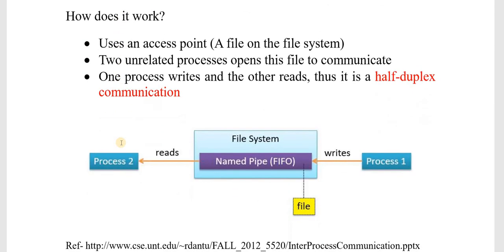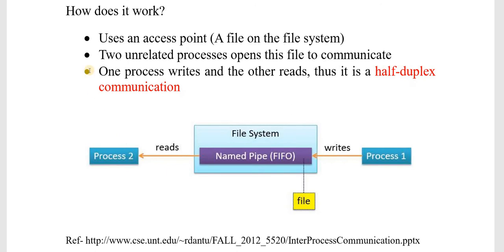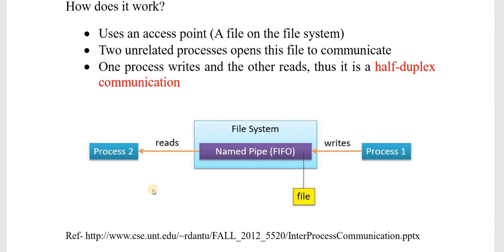Now we will see how the named pipe works. It uses an access point, a file on the file system. Two unrelated processes open this file to communicate. One process writes and the other reads. Thus it is a half duplex communication.